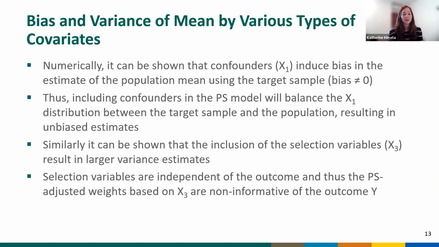Similarly, when we're evaluating the variance of our sample mean, we can compare the variance of the means when our weights are adjusted by propensity scores that are calculated using these different variable types. It can be shown that the inclusion of selection variables, that's the X3 variable, will result in larger variance estimates. Intuitively this makes sense because selection variables are independent of the outcome. They're only related to the selection indicator. And so propensity score adjusted weights that are based on these selection variables aren't going to be informative of our outcome. Including selection variables doesn't add bias to the mean estimate, but we will lose efficiency.